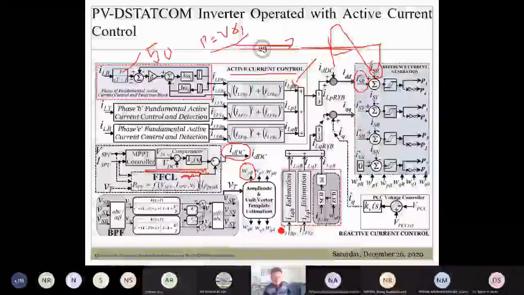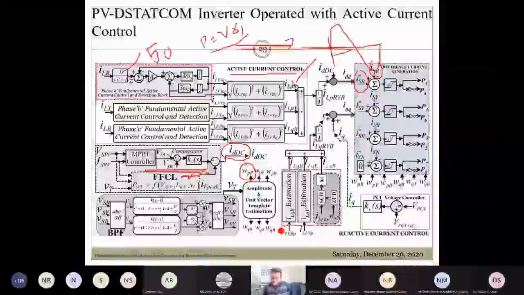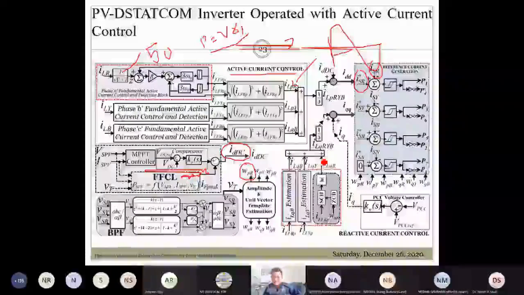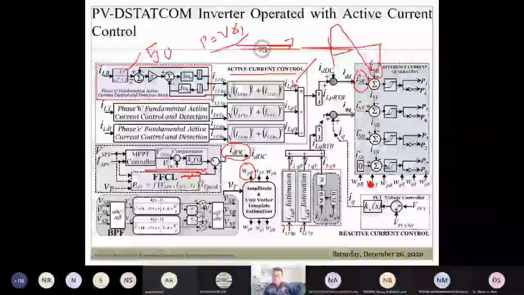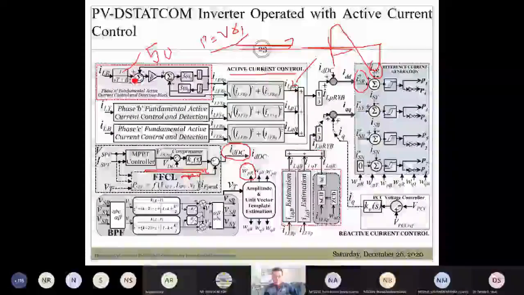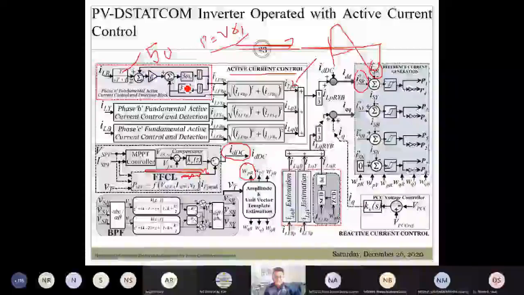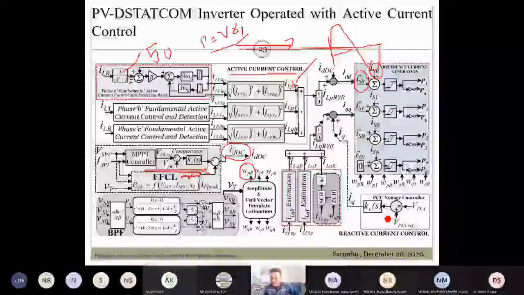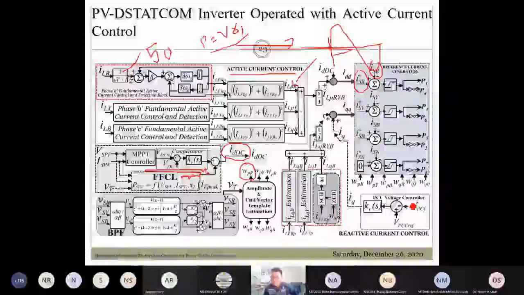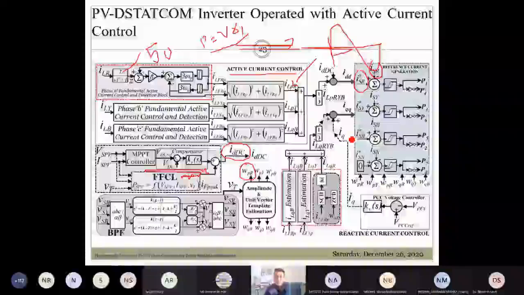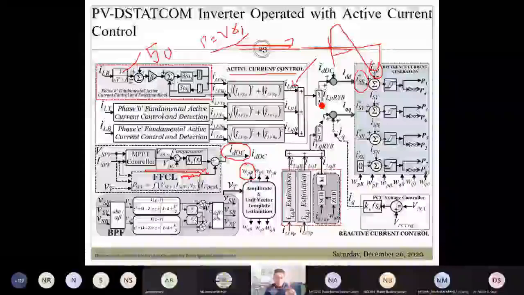Okay, let me address your query. As I mentioned, this system is facilitated with dynamic reactive power compensation. So if there is a voltage sag in the power system, what will happen? This PCC voltage controller kicks in and provides the dynamic reactive power support to ensure balanced grid voltages.